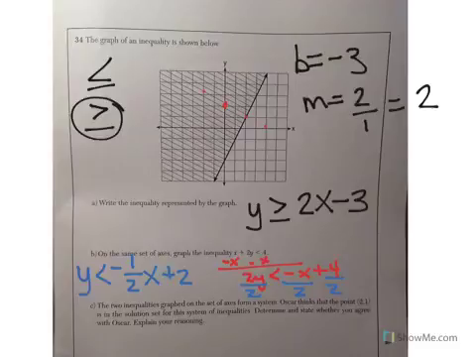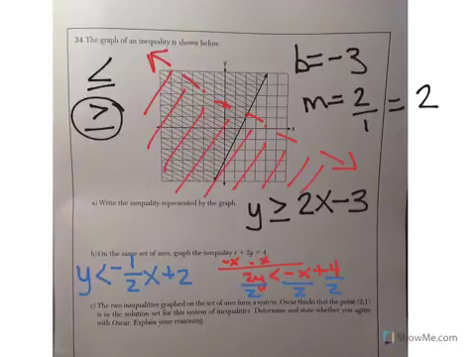Okay, so with this graph, because it's a less than, and it doesn't have the equal to sign underneath, it has to be a dotted line. Okay, so this is my dotted line, and because it's less than, it's smaller than, so it must be shading below.